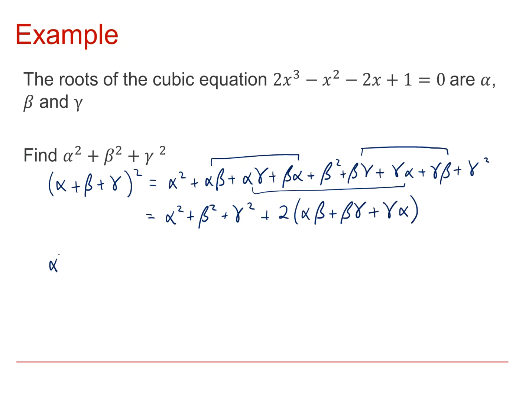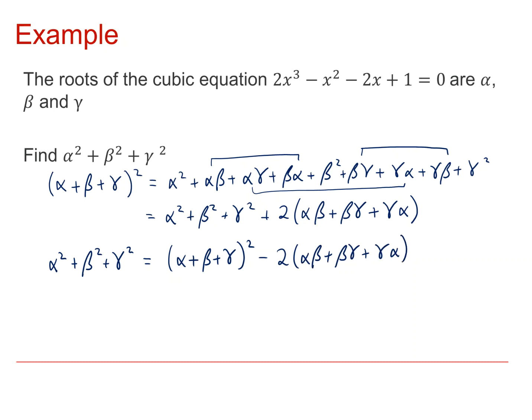But now we can see that the expression that we want, alpha squared plus beta squared plus gamma squared, is equal to alpha plus beta plus gamma all squared minus 2 lots of alpha beta plus beta gamma plus gamma alpha. And both the expressions on the right we can read straight from the equation.